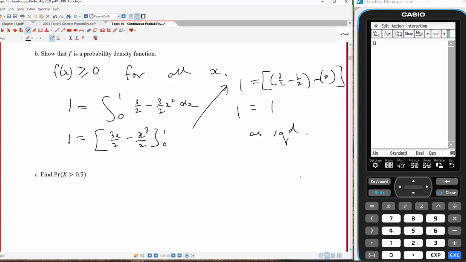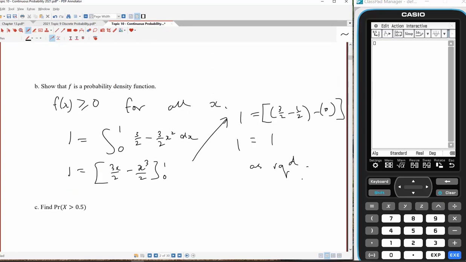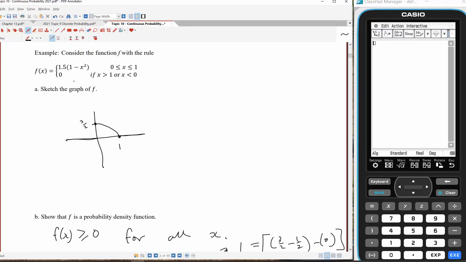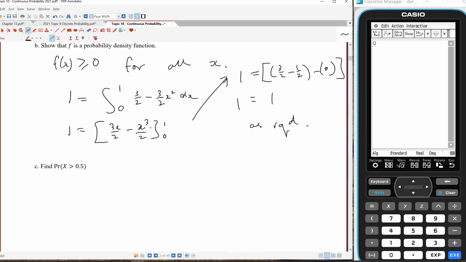All right, so it is a probability density function. You might think, what about the other stuff? Well, the area under the curve between this part here and this part here is 0, so we don't include that. We don't have to worry about it.